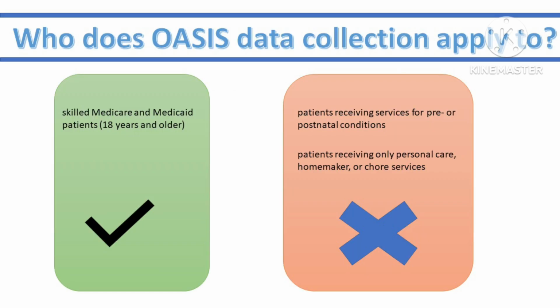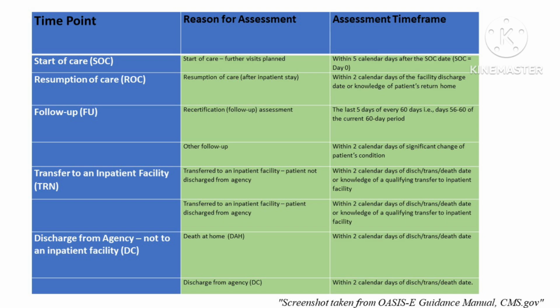Who does OASIS data collection apply to? OASIS data are collected for skilled Medicare and Medicaid patients, 18 years and older, except for patients receiving services for pre- or postnatal conditions. Those receiving only personal care, homemaker, or chore services are excluded from OASIS data collection and submission requirements.